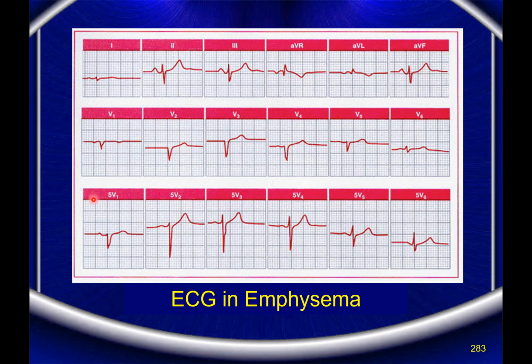If you look at V1 and V2, V3, V4, V5, V6 on the right side, then you can still see some activity on the right side also, because the heart is more or less vertical instead of being to the left. In emphysema, the heart is more or less vertical. So you record right-sided leads also in a case of emphysema.